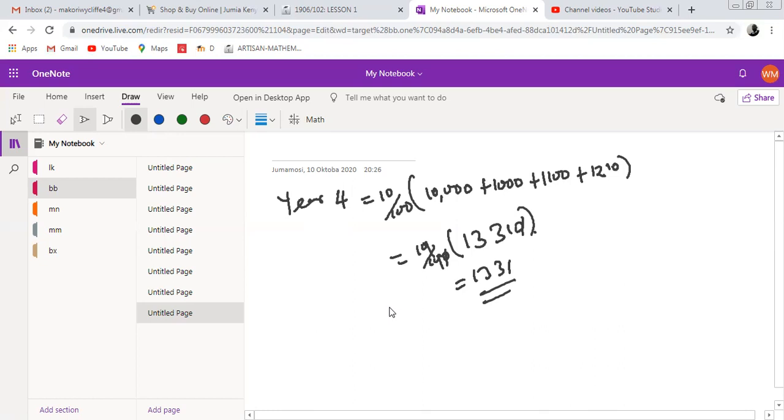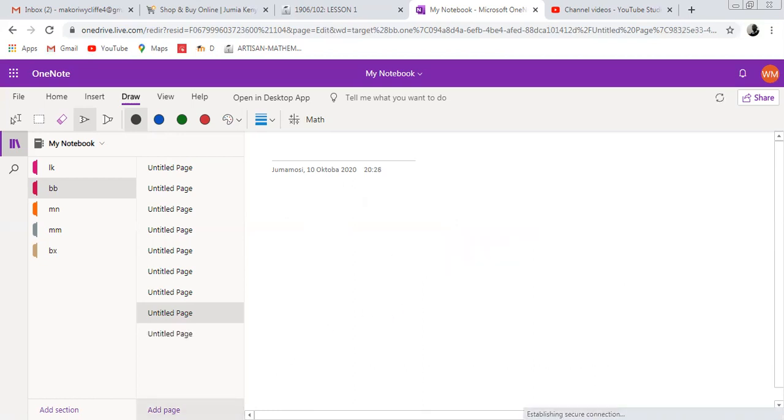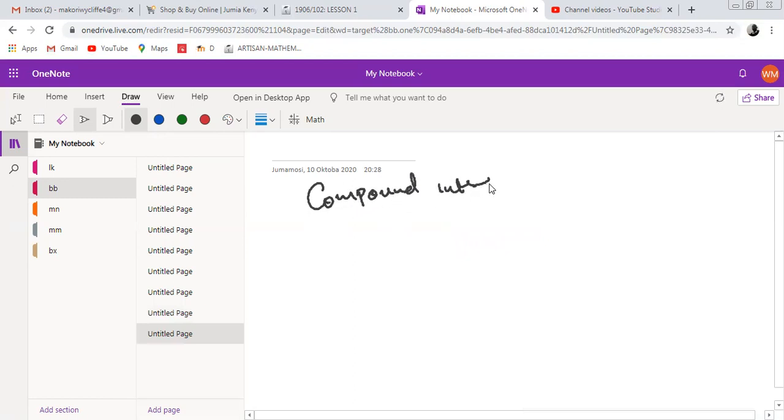To make our calculation easier and faster, we have what we call the compound interest formula. So allow me to give you the compound interest formula, which is used in computing the compound interest a bit faster and more simply.